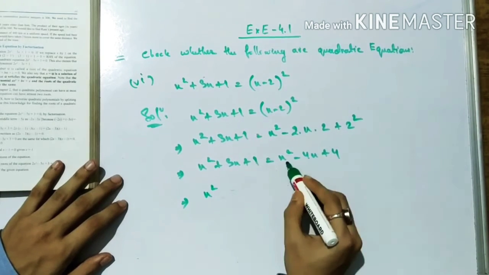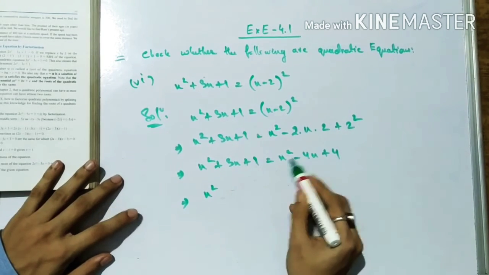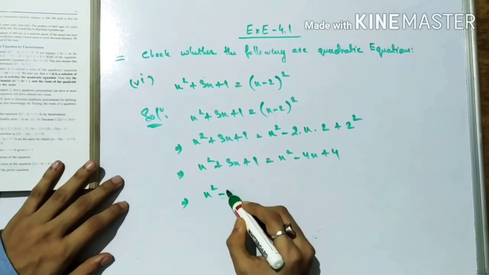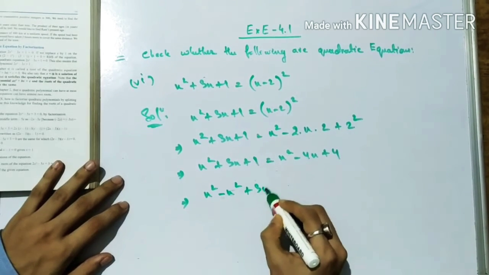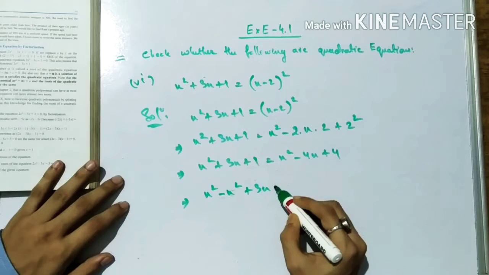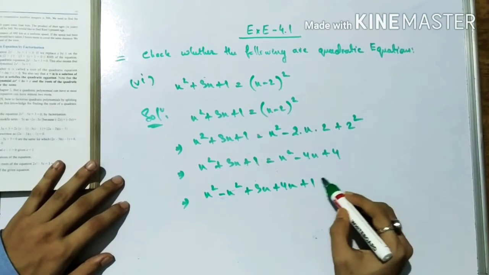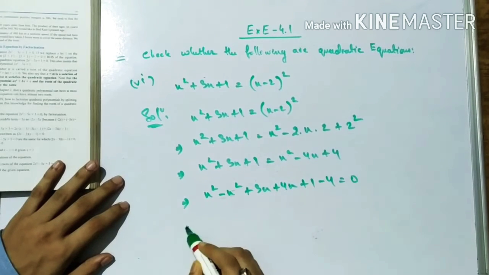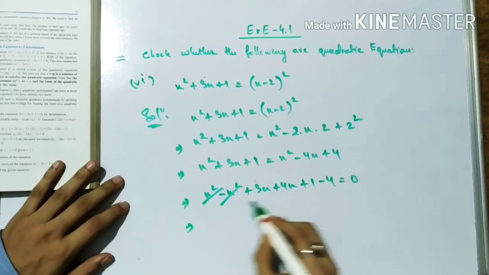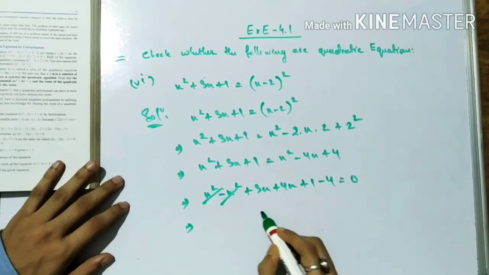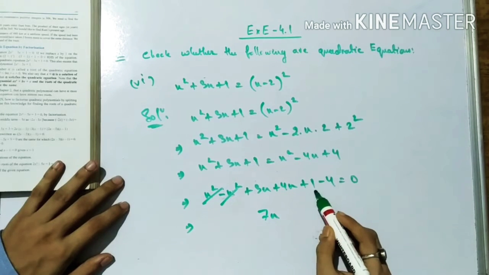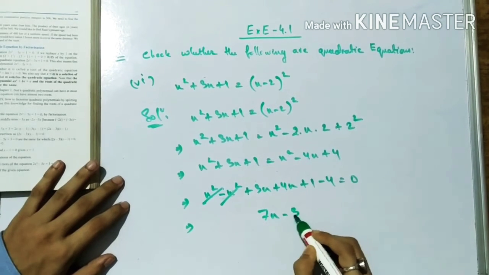This is x square, if it comes to the left hand side, you will get minus x square plus 3x. If this comes to the left hand side, I will get 4x plus 1. If this comes to the left hand side, I will get minus 4 is equal to 0. This one and this one cut. Ultimately 3x plus 4x, I will get 7x, and plus 1 minus 4, I will get minus 3 is equal to 0.